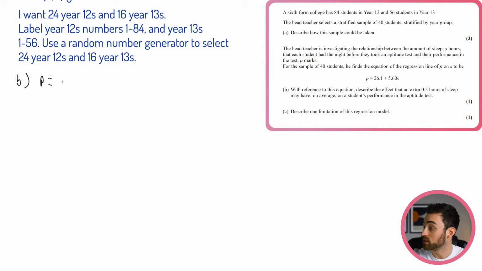We've got P equals 26.1 plus 5.6 S. So it's basically saying, if they got no sleep, what score would they get? You would put S equals 0. If they got 1 hour sleep, what score did they get? You would put S equals 1, work it out from this formula, right?